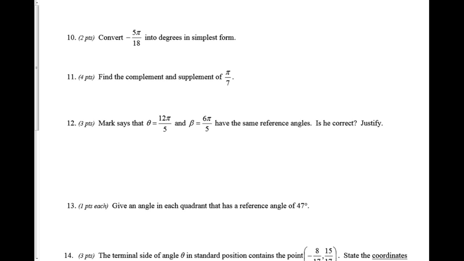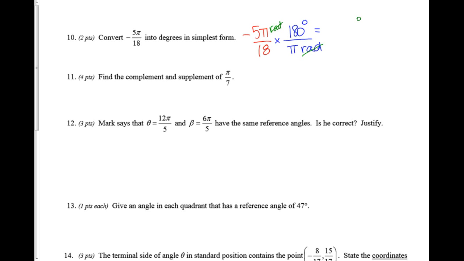Number 10, we're converting negative 5 pi over 18. So again, I've got to multiply by 1 in a useful form. In this case, I need to get rid of the radians, so I want to put my pi radians down here on the bottom of the fraction, and I'm going to put my 180 degrees up on the top of the fraction. This way, remember when I don't put units, it means radians, but my radians would reduce out, and my final answer would be in degrees.